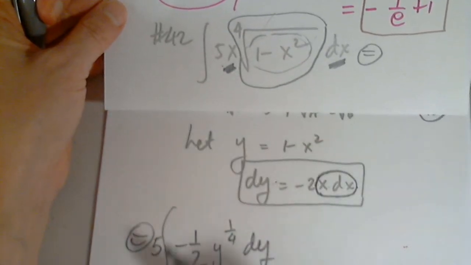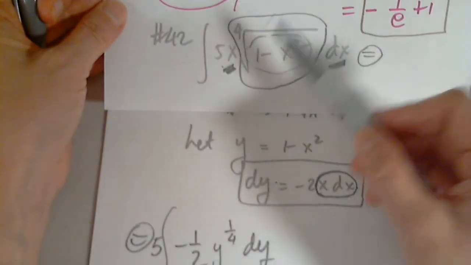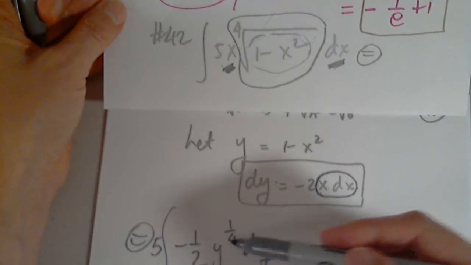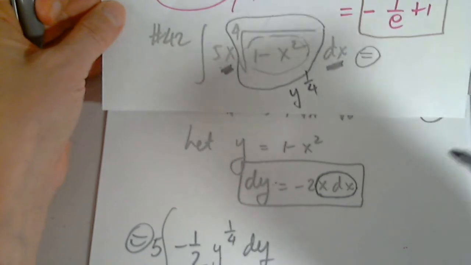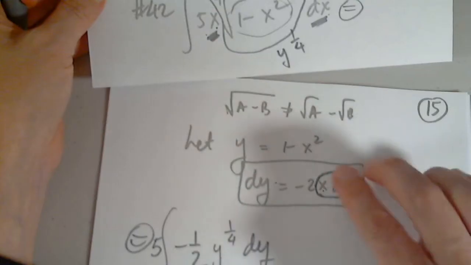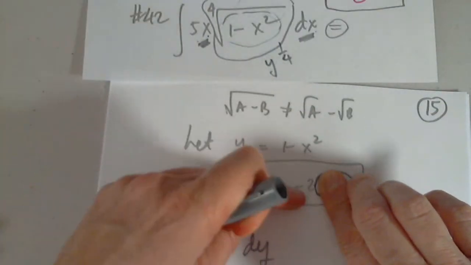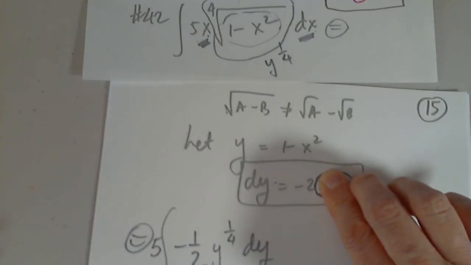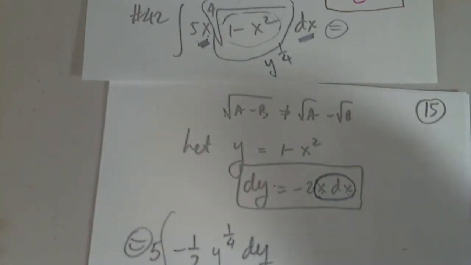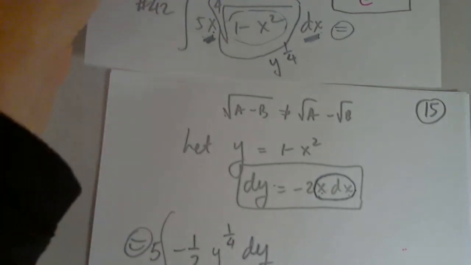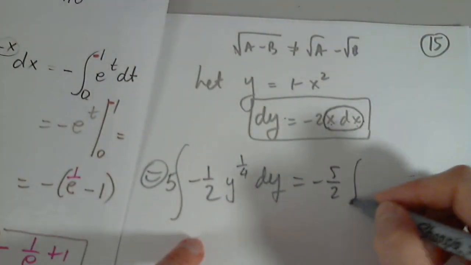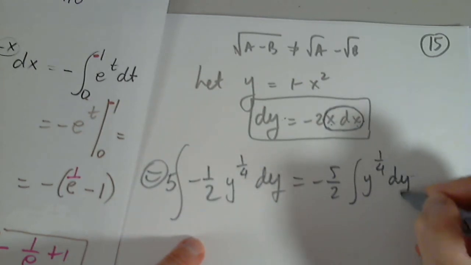The 5 goes in front. It's a constant. The fourth root of y is y to 1/4. This is y to 1/4. And now I have left an x and a dx. But I know that x and dx are nothing else but dy over -2. So I put a -1/2 and times dy. dy has to be at the end. I cannot put it in the middle. I take -1/2 in front. So I have -5/2, the integral of y to 1/4 dy.